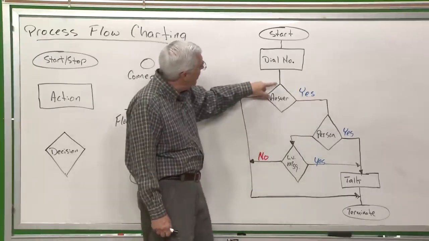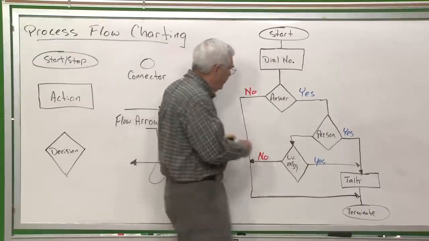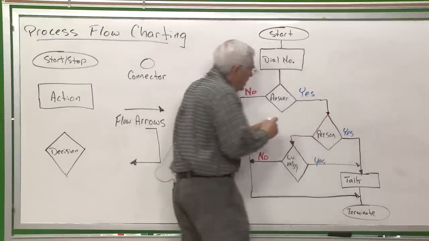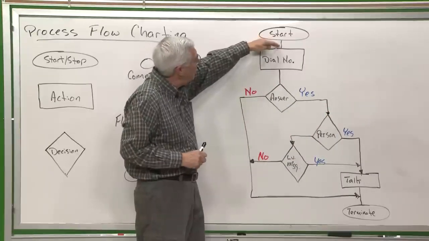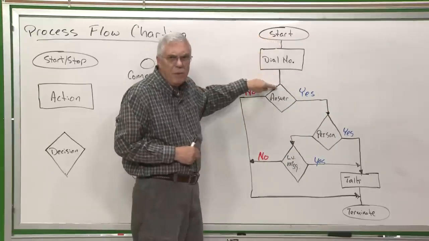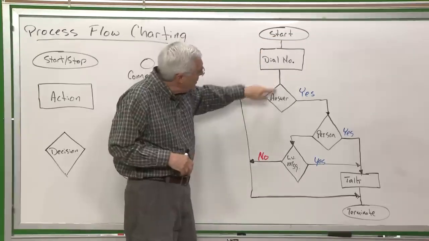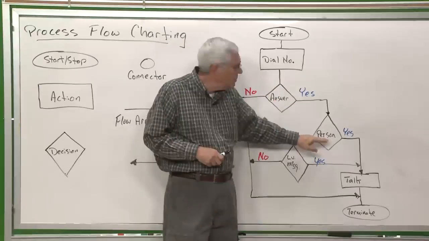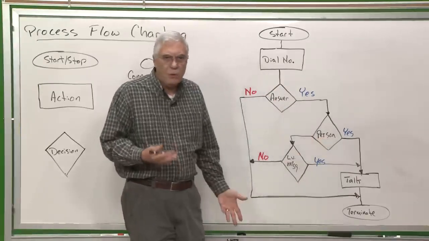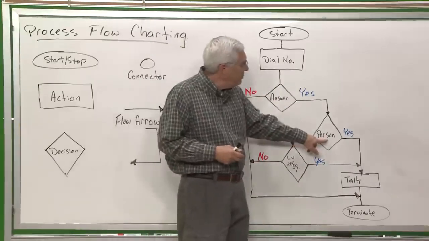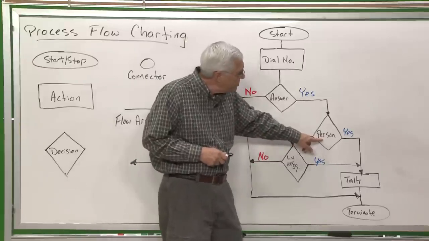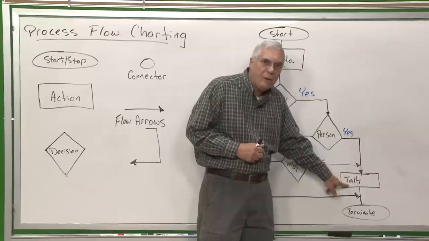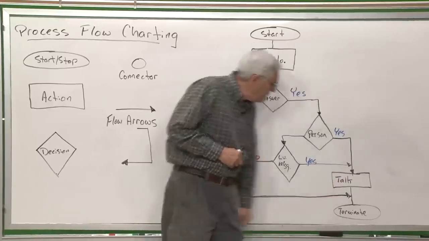Now you notice I didn't put arrowheads here or here. Actually, I should have put one here. Typically, we don't bother when it's just a straight drop to the next procedure. It becomes superfluous. But over here, something's answered. So now I'm going to ask the question, who answered? Was it a person or was it a machine? I'm looking for a person. If a person answered it, then I'm going to talk to them. And after I'm done talking, I now terminate the call.